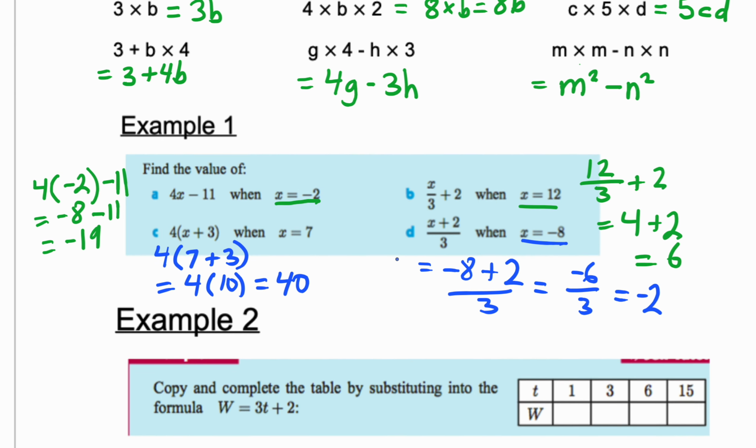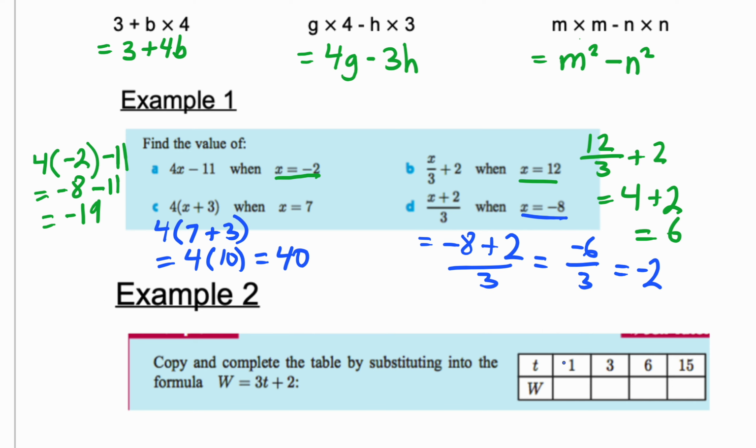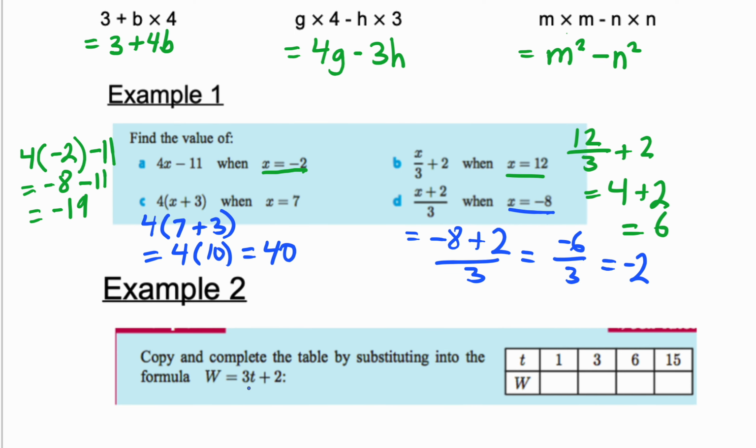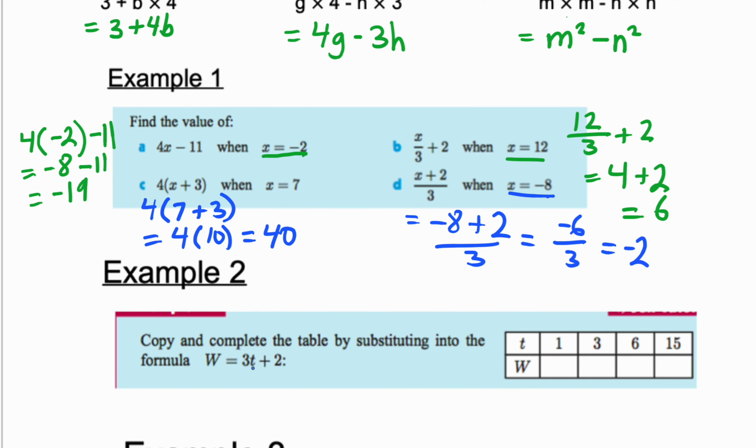Now in example 2, we've got a table of values, it's called. So that means you do 3 times t plus 2 for each of these different values of t. Okay, so if t equals 1, we have 3 times 1 plus 2, and that equals 5. So you put a 5 here in the table.